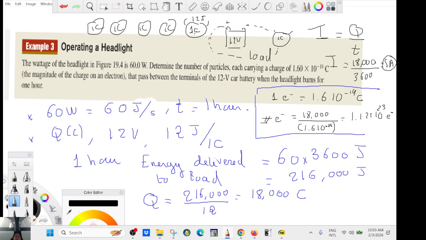So if you do 12 plus 12 plus 12 plus 12 plus 12, it's going to be 60. Every second, you have 5 coulombs. Each coulomb has an energy of 12. 12 times 5 is 60 watts. Okay, so 60 joules per second. So we're going to see next that the power is the voltage times the current.